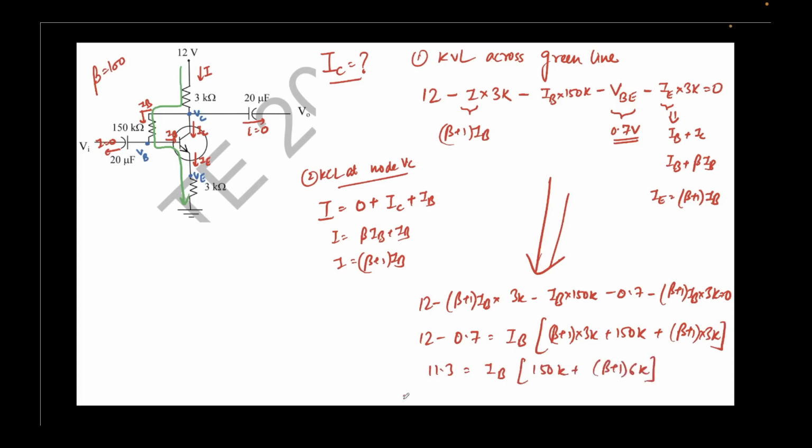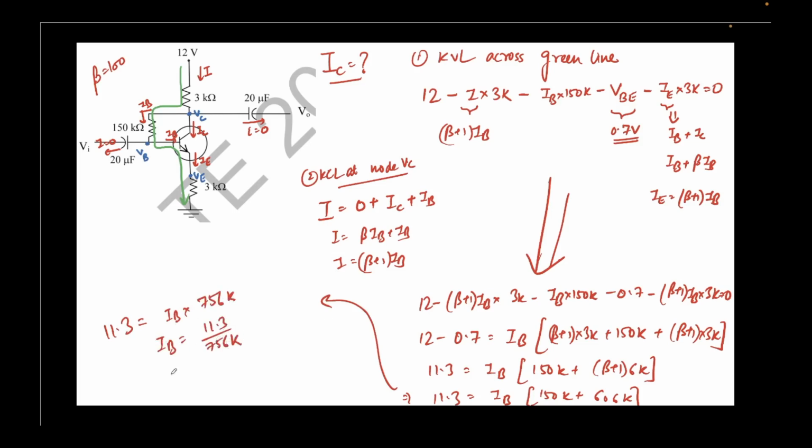Now I'll simply put the value of beta here. We know that beta is 100, it's given. So this will be 150K plus 101 times 6, so that's 606K. And I'm going to solve it here now. So 11.3 equal to IB times 606 plus 150, which is 756K. So this gives me IB as 11.3 upon 756K.